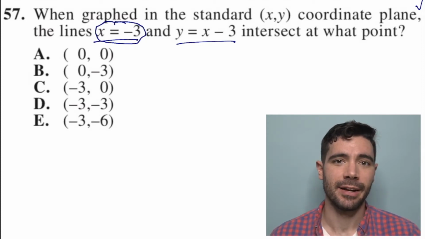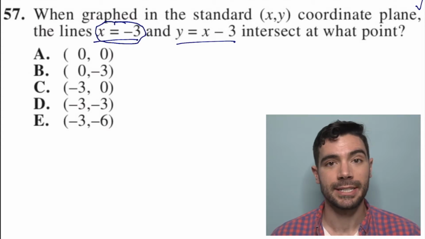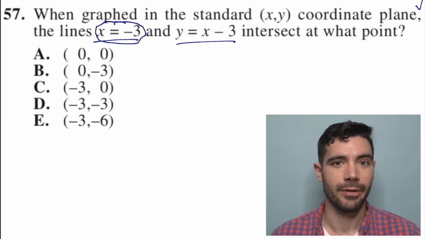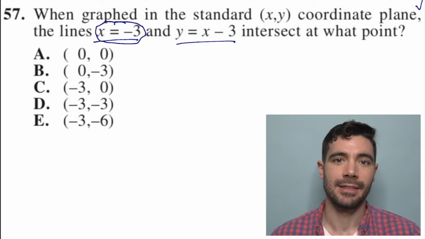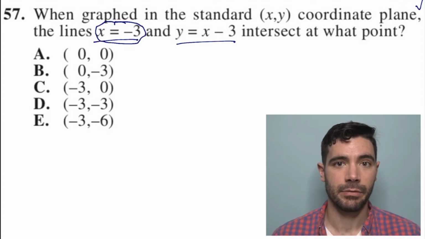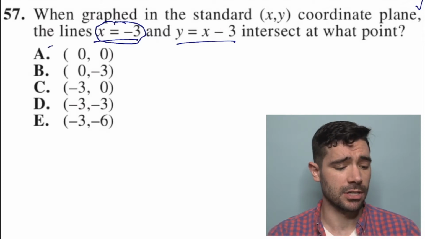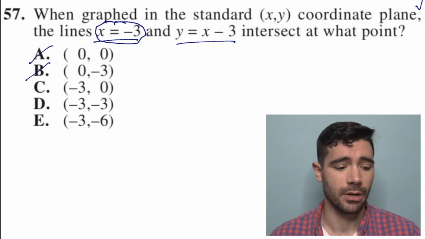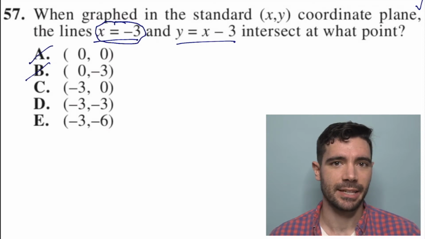Every point on that line, what would we know about it? Well, what would its x value be? -3, right? So wherever this point is that these two lines intersect, the x value of that point must be -3. So on the one hand, we could cross off A and B because those x values are 0, and then we can turn to our second line.